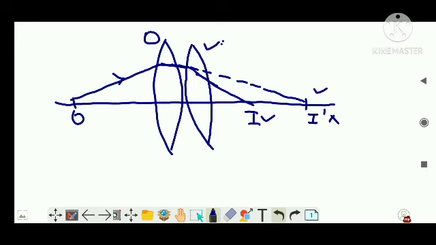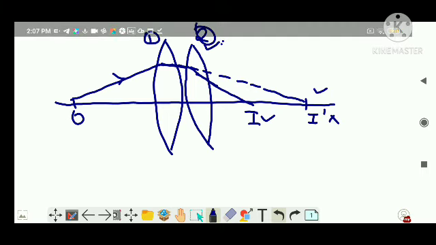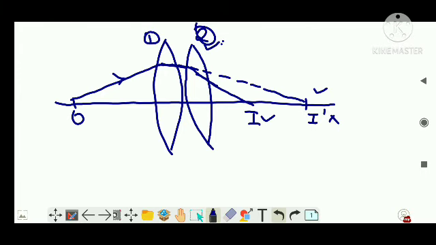This is our first lens and this is our second lens, so I dash acts as the object for the second lens. Just like in the case of two mirrors, remember, when there are two mirrors, the image of the first mirror acts as the object for the second mirror, right? Clear? Now this much is clear, I hope. We have drawn some figures. Let's say this is I.